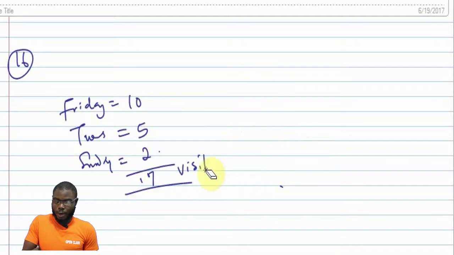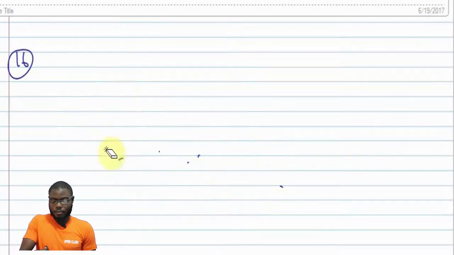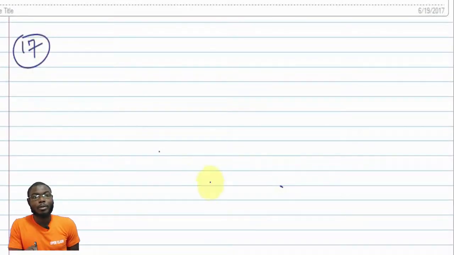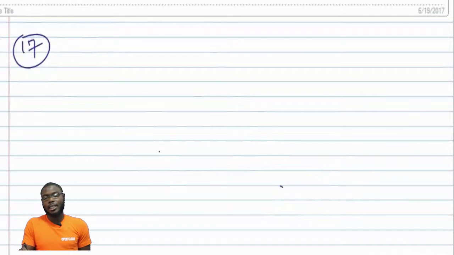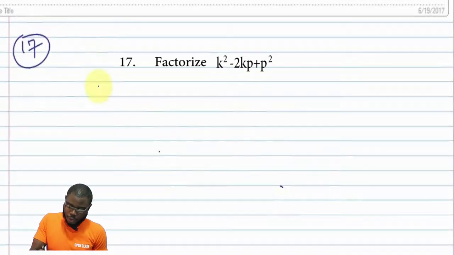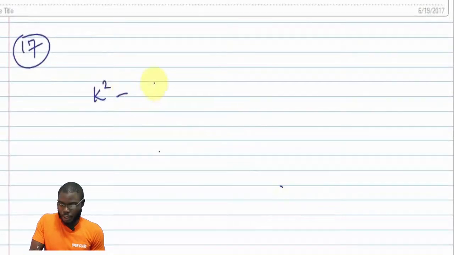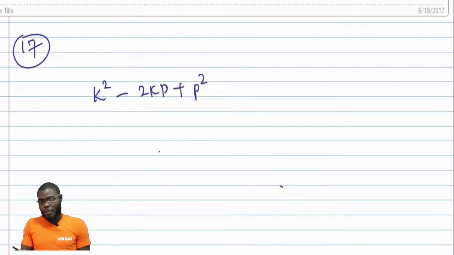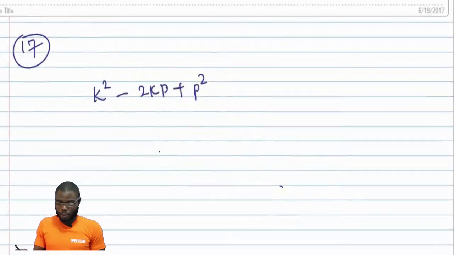So let's move to question number 17. The question says factorize k square minus 2kp plus p square. So solution: factorize k square minus 2kp plus p square. Okay, so this is really very simple.